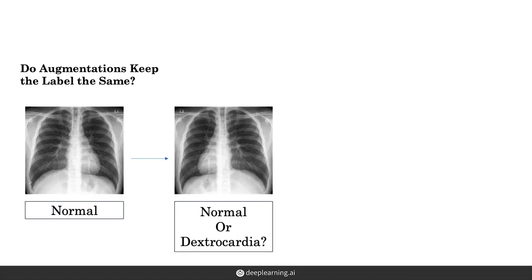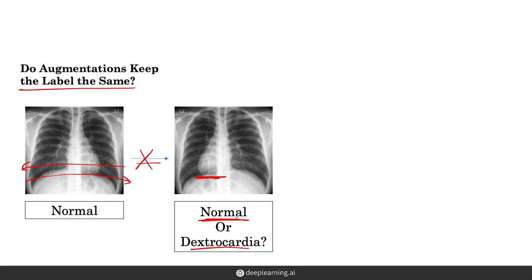Our second design choice is to verify that our transformation keeps the label the same. For instance, if we're laterally inverting a patient's X-ray, this means flipping the left over to the right and the right over to the left, then their heart would appear on the left-hand side of the image. This is the right of the body. However, the label of normal would no longer hold because this is actually a rare heart condition called dextrocardia, in which your heart points to the right side of your chest instead of to the left side. So this is not a transformation that preserves the label.